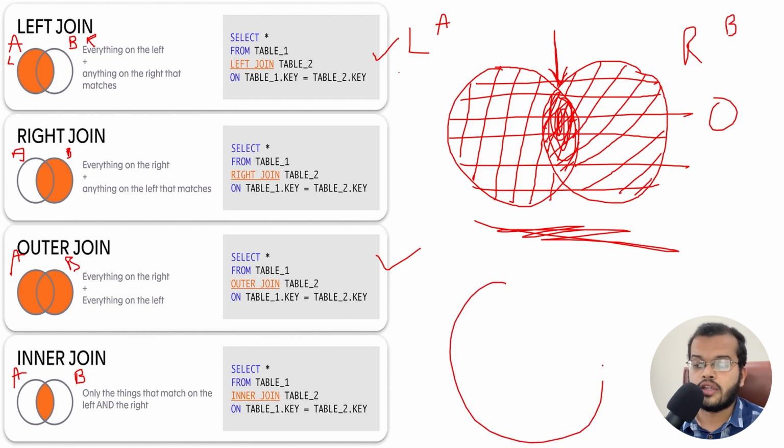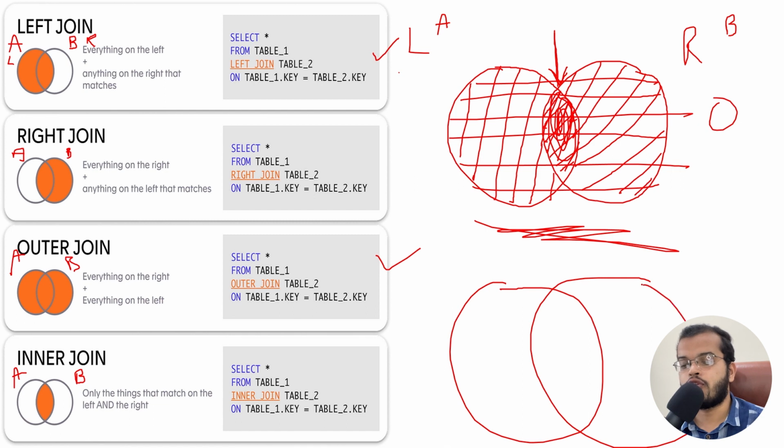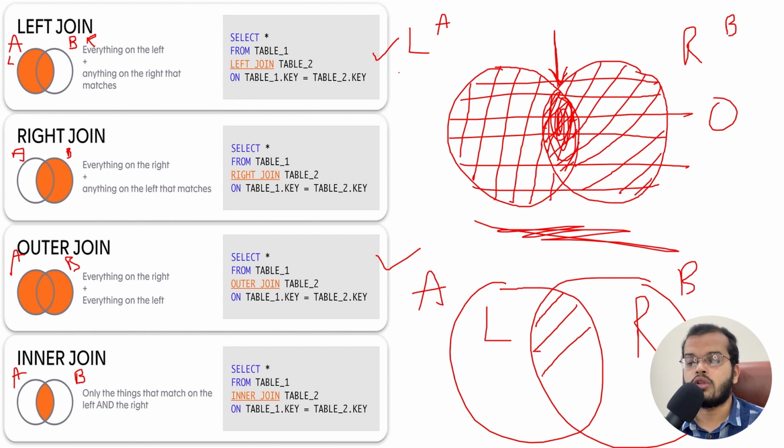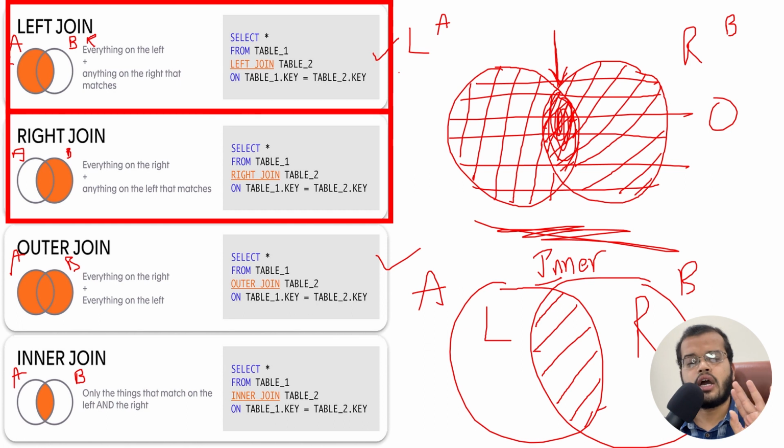So if I draw this diagram, always remember this diagram. If you remember this diagram, the joins concept is very, very easy. Only the things that match on the left and the right table. So this is my left table, this is my right table. Whichever information is common between both tables, only that information we are going to get from our inner join. Though you mention the word inner, or though you don't mention the word inner, if you just write the word join, it is considered as inner. So these are the four joins which are most probably used: left join, right join, outer join, inner join.